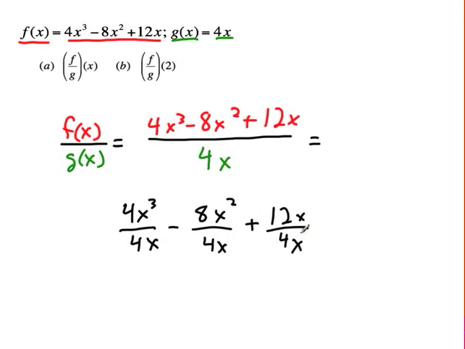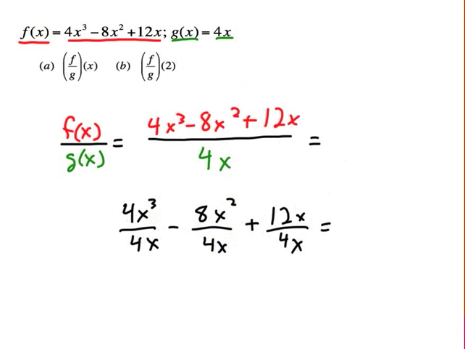The reason I can do that is because if I put these back together, because they all have the same denominator, it's going to be 4x cubed minus 8x squared plus 12x all over 4x, which is this guy up there. We're just kind of splitting it off instead of putting it back together.